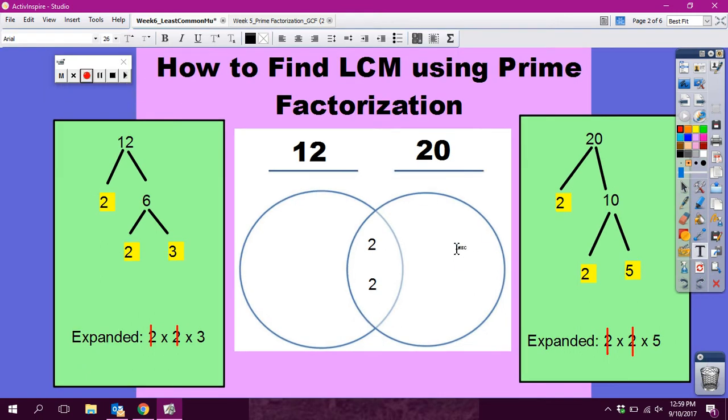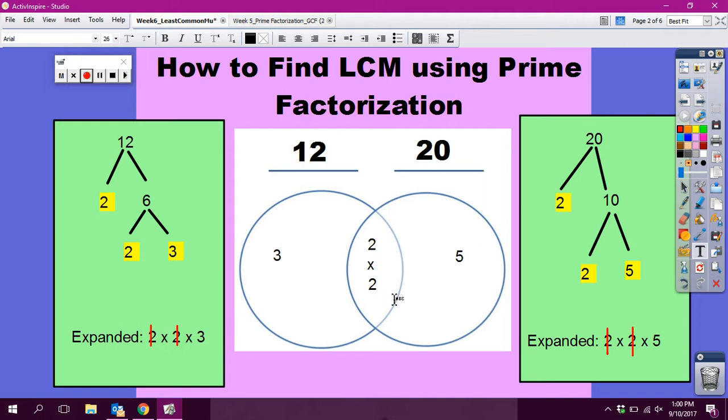So now I'm going to put in my other numbers that were not in common. I'm going to put those with their appropriate numbers. So 12 still had a 3, and 20 still had a 5. So now, in the past, what we've done is multiply the 2 numbers in the middle together to find the GCF. Well, that's part of it, but again, we're not just looking at the middle anymore.